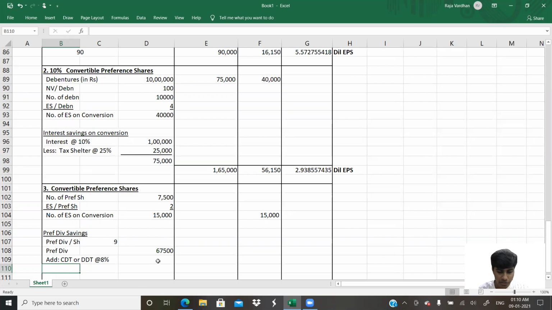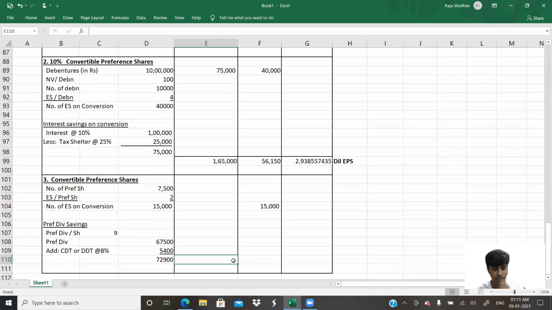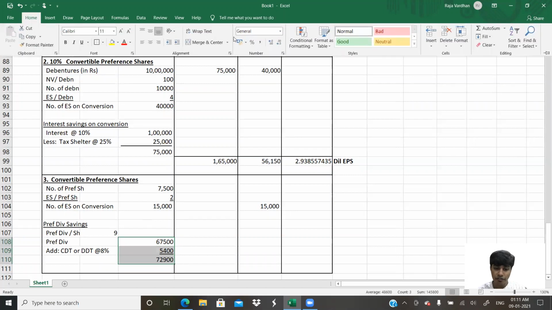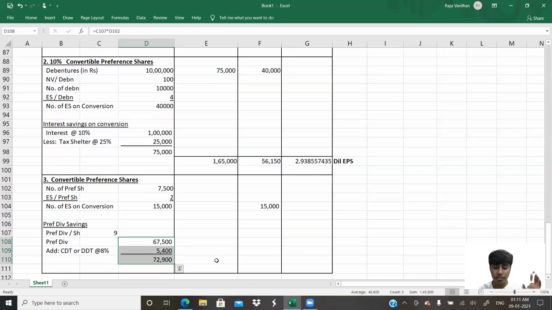So how much will that 8% be? 8% is simple. 67,500 multiplied by 8%, 5,400. So how much is my total savings? 67,500 plus 5,400, 72,900 is my total savings because of converting my preference shares into equity shares. I need not pay this preference dividend. So this will be my increase in my profits. How much? 72,900.